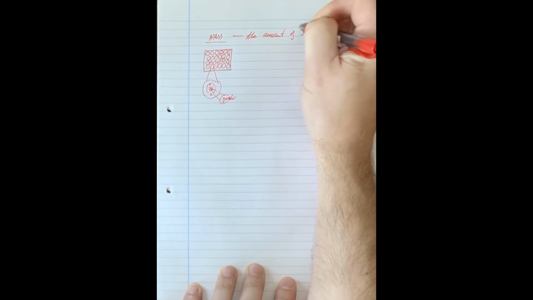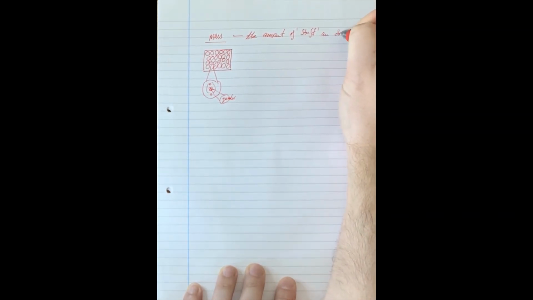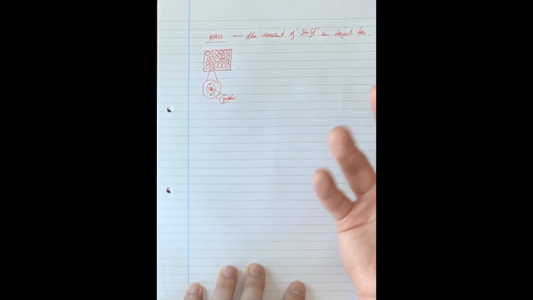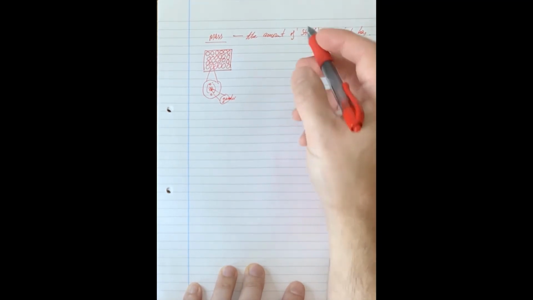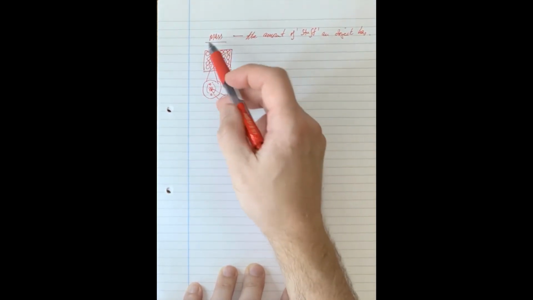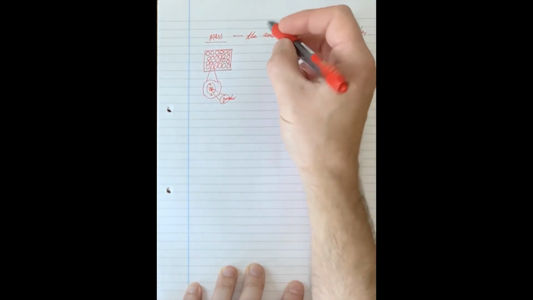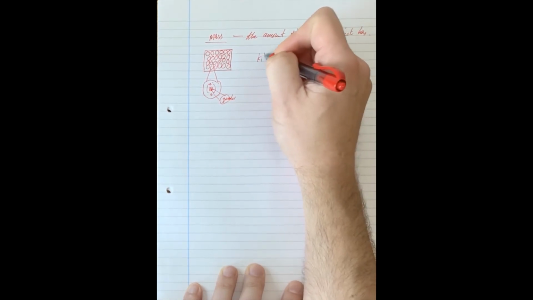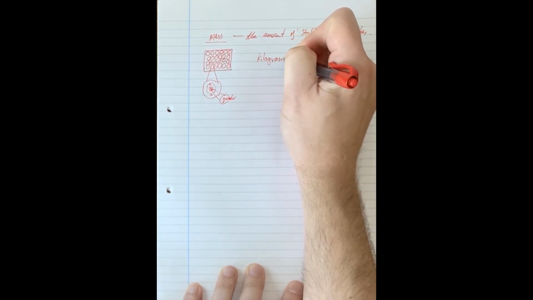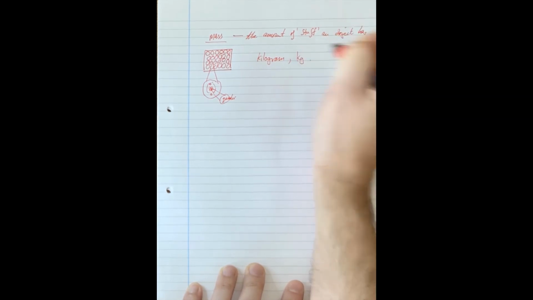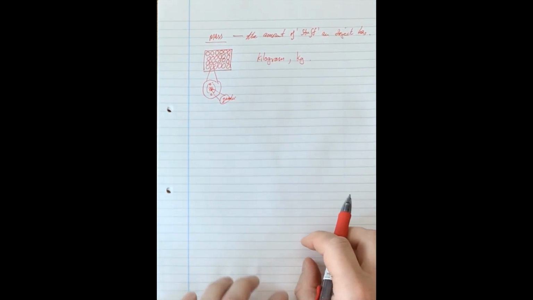Okay, stuff an object has. So that's mass, and as it's a physical quantity we can measure, it has a unit. It's a scalar quantity, there's no direction to it, and the standard unit for that is the kilogram. So there's our definition of what mass is.